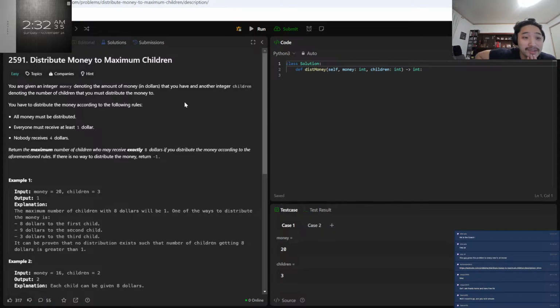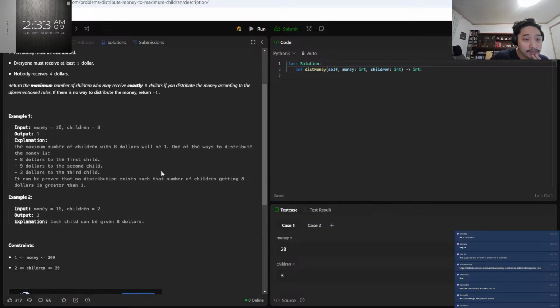You have the integer children. Distribute money according to the following rules. All money must be distributed. Everyone must receive at least $1. Nobody receives $4. Return the maximum number of children who may receive exactly $8 if you distribute the money according to the aforementioned rules. If there's no way to distribute the money, return -1. Like I said, it seems innocent enough.